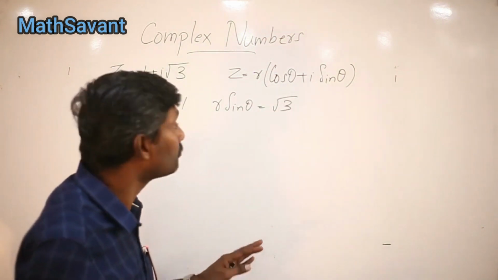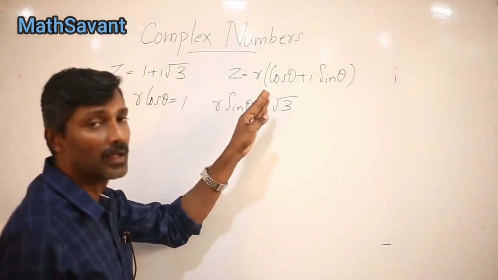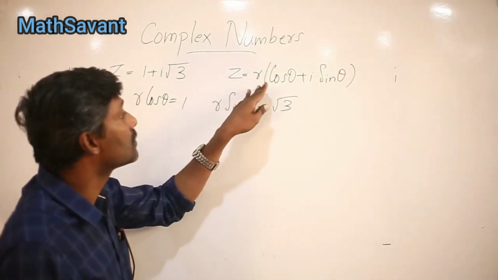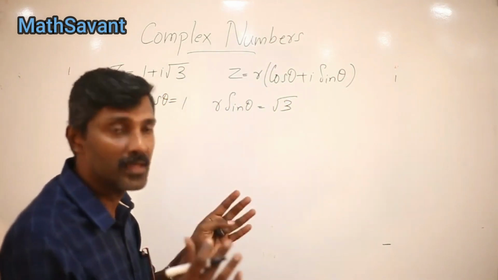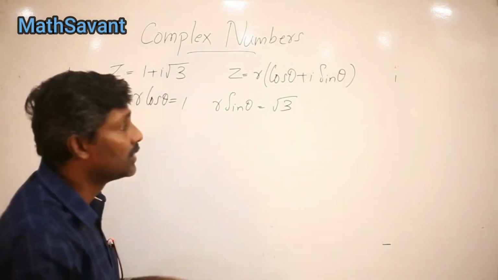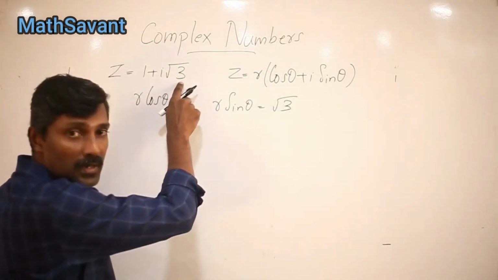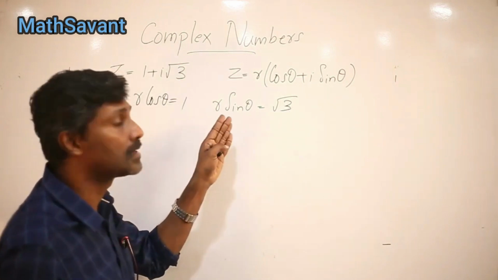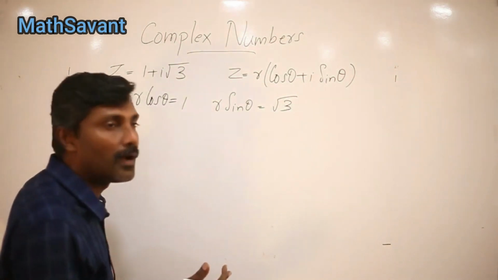Clear? Any doubts? I repeat, just compare these two and equate it. Okay, r cos theta is the real part here. Here the real part is 1. So they both have to be equal. So r cos theta is equal to 1. Here the imaginary part is r sine theta. Here it is root 3. So both have to be equal. So r sine theta is equal to root 3. Clear? Now just square these two and add it.